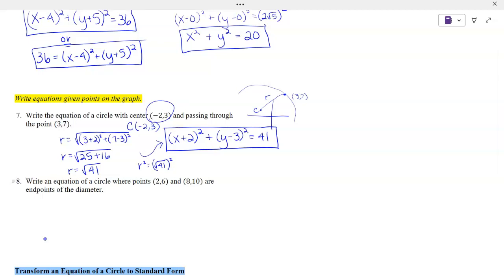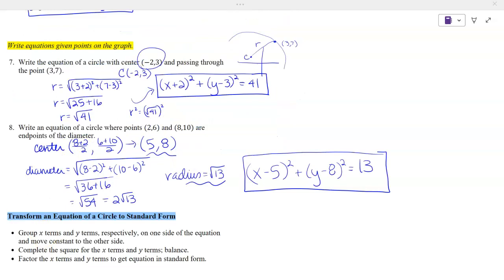Right, we've got to use the midpoint formula to find the center, and then just like we've done previously, we can use the diameter to find the entire length of the diameter, and then just divide it by 2 to find the radius. So why don't you work on that and come back and check your answer.